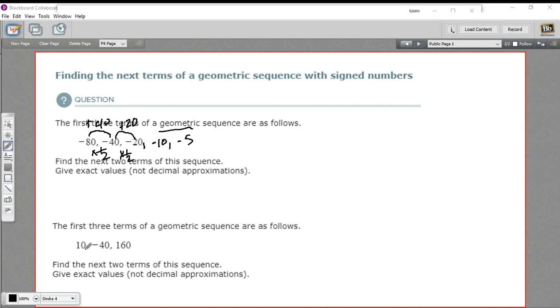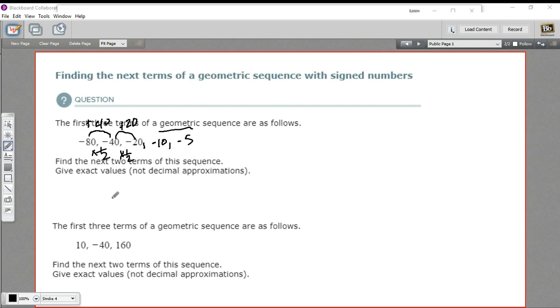Let's try another one. This one at first might look a little strange. You've got a positive 10, then a negative 40, and then a positive 160. So it seems to have some negative and some positive numbers. What's going on there? Well, that's going to happen if what you're multiplying by between each term is a negative number.